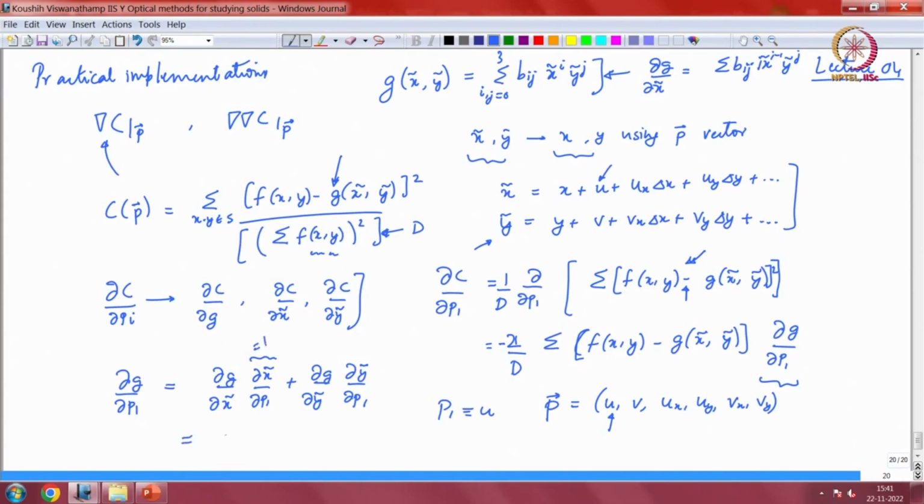So, this entire thing is just sigma b_ij x tilde to the power i minus 1, y tilde to the power j times i, and this is of course summed over 0 to 3 as before, okay. And similarly, dou g by dou p2 you can use the chain rule and you can get the same type of expression, okay, dou g by dou p3, dou g by dou p4 and so on, and those will come in to dou C by dou p1, dou C by dou p2 and so on. So, this is how you evaluate the various derivatives that go into the gradient matrix.